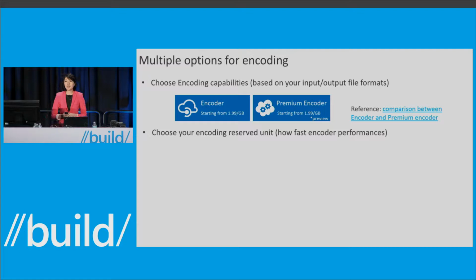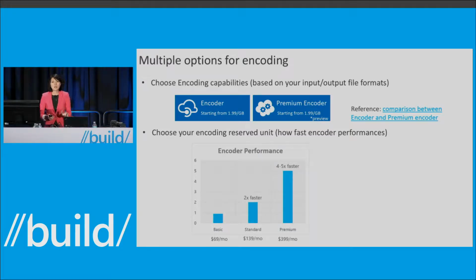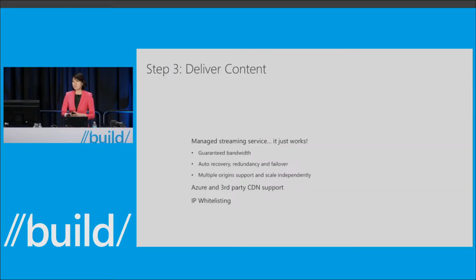You can also choose your encoding reserve unit, which controls how fast the encoding job runs. It starts from a basic skill, charged at $69 per month, up to a premium skill charged at $399 per month, which is a higher CPU capability machine that runs 4 to 5 times faster than a basic skill. Of course, you can use the shared pool, where you don't pay anything, but you don't have an SLA on the job processing time.